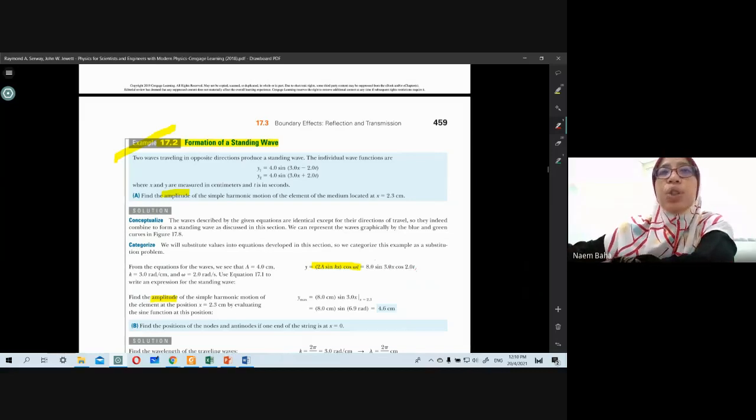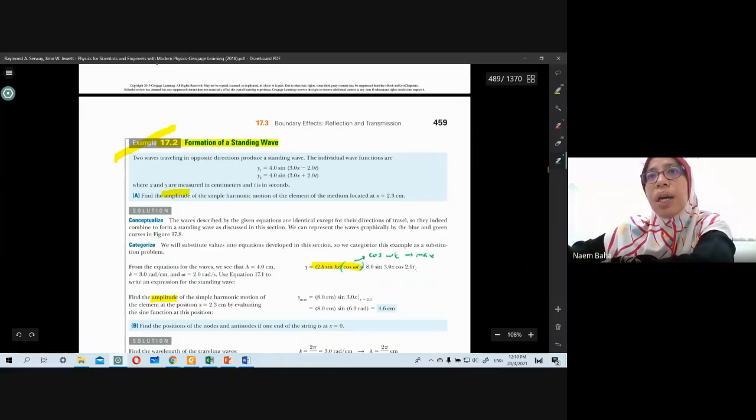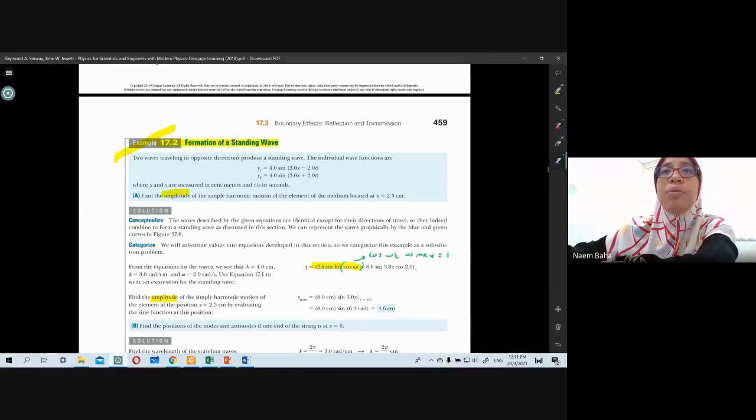This is what I jotted down just now. Since we are talking about amplitude, we have to ensure that the cos omega t term has the maximum value, and maximum means equivalent to 1. Therefore, leaving us just 2a sine kx. Substituting x equivalent to 2.3, it gives you 4.6 centimeter. So we are not dealing with time, because we are interested to find the amplitude at that location.